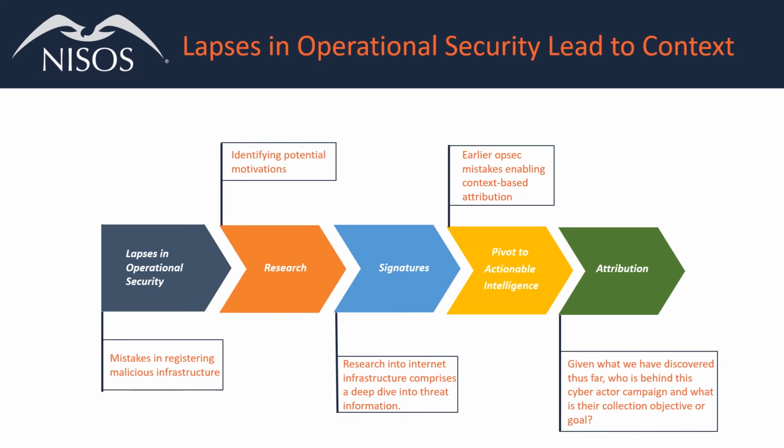Recognizing a threat actor group is more than a fancy name and location. We focus on identifying the software, internet infrastructure, traffic profile, administrative actions, people, and motivations. Research into internet infrastructure comprises a deep dive into threat information sources, web reputation data, NetFlow, domain registration data, dark web forums, and other technical data.